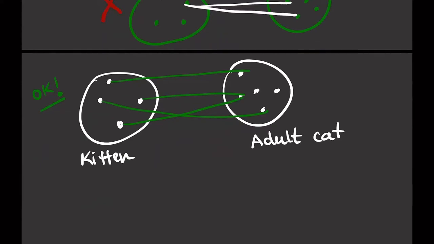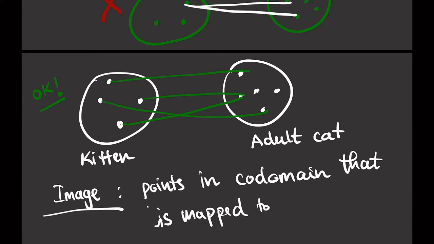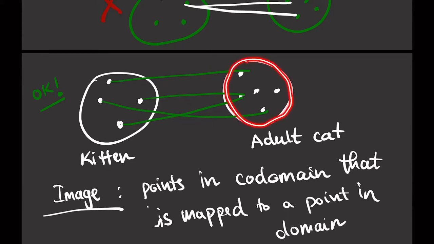And another thing is the image. The image consists of points in the codomain that are mapped to a point in the domain. So of course, everything inside this set is part of the codomain, okay? Everything inside here is the codomain. However, not every point belongs to the image of the function.